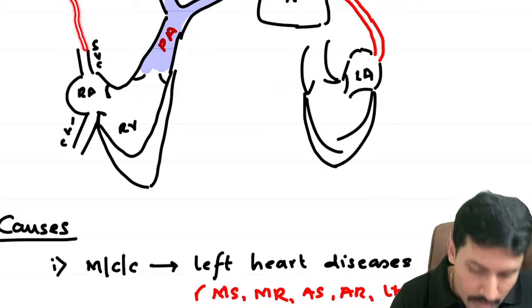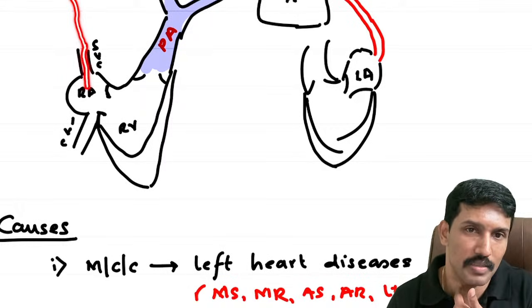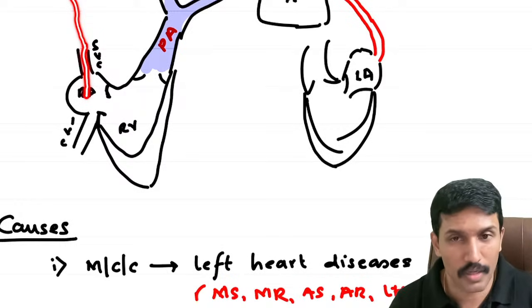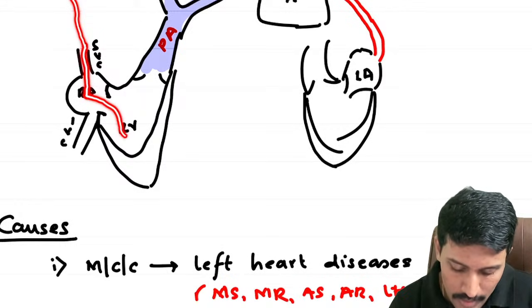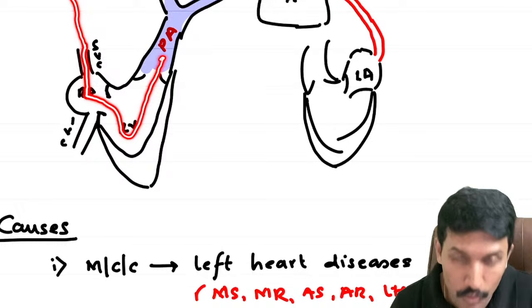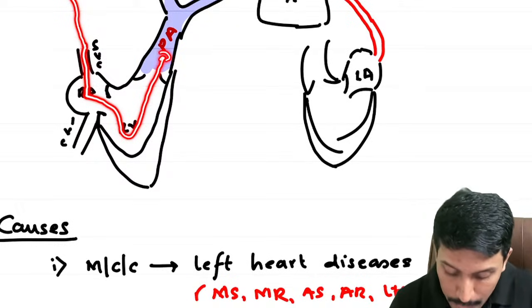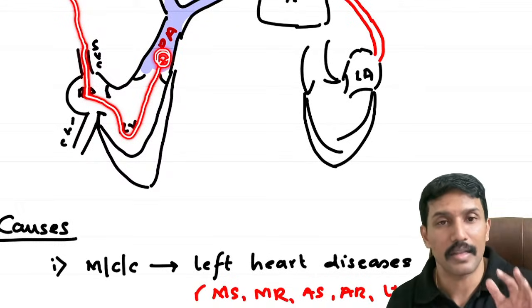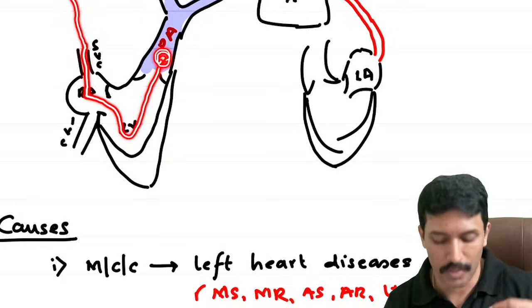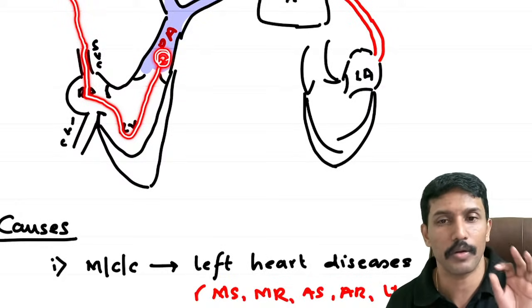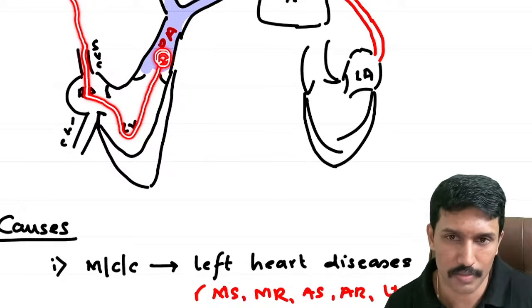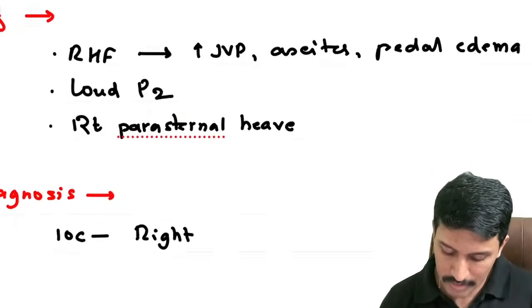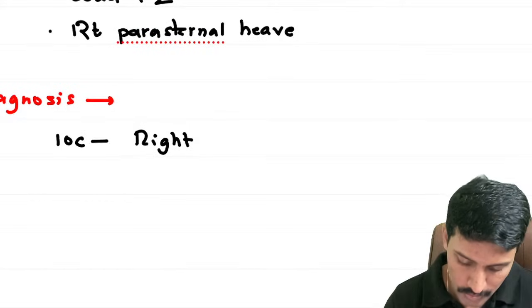Through the internal jugular vein, I will pass the superior vena cava, get into the right atrium. I will pass a wire or a catheter into the right ventricle, and then I will take it to the pulmonary artery. And I will measure the pressure in the pulmonary artery directly. This procedure where I am putting a catheter into the right side of the heart, we will call it right heart catheterization. So right heart catheterization is the investigation of choice.